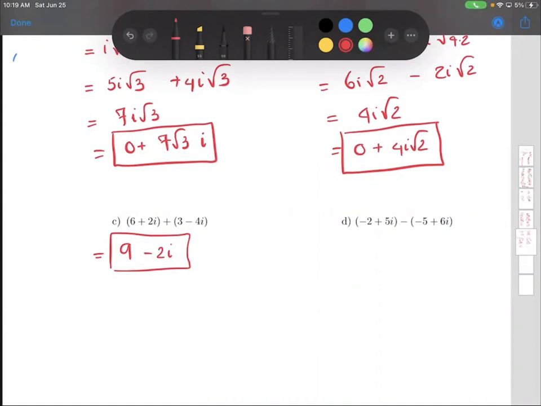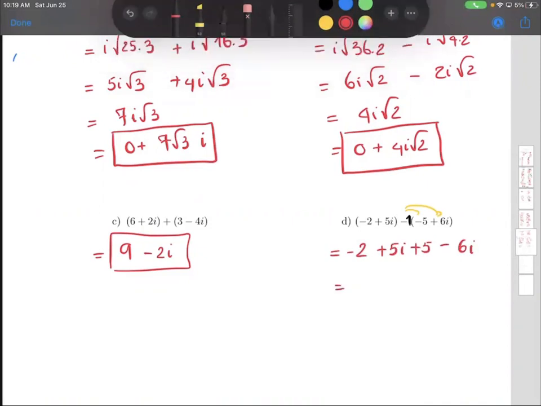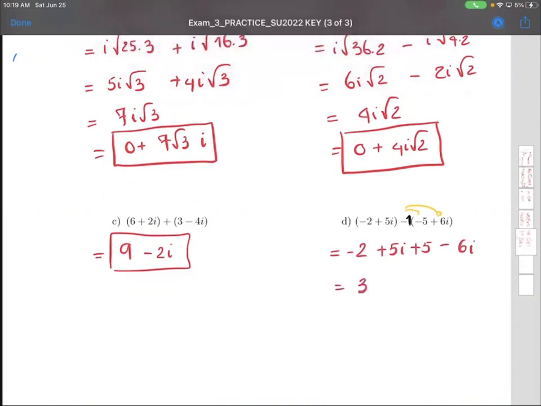Now, D, I would recommend you FOIL it first, because in front of the parentheses there's a negative, like negative 1, you need to distribute that negative 1 into each of those terms. Right? So negative 2 plus 5i plus 5 minus 6i. And now you can combine like terms. Right? Negative 2 plus 5 is 3. 5i minus 6i is minus 1i, which is 5.